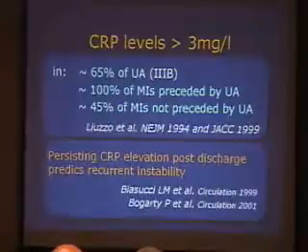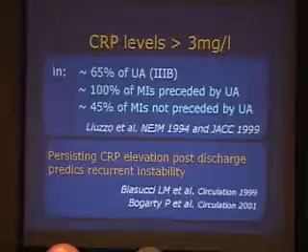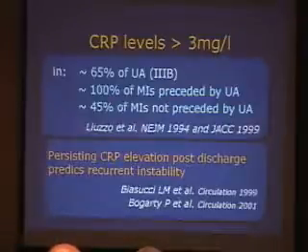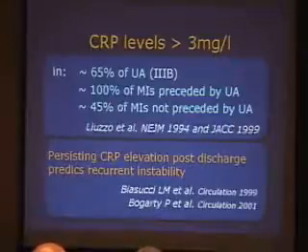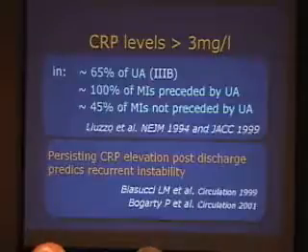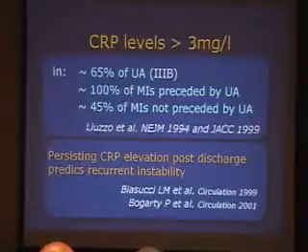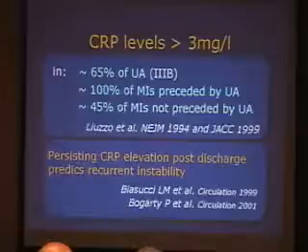Here, persisting CRP elevation post-discharge predicts recurrent instability. This is the paper we published with Luigi Biasucci in Circulation 99. And this is a similar paper in a follow-up study by Peter Bogaty in Canada, published in Circulation in 2001. So these patients that tend to have recurrent events tend to have elevated inflammatory markers, CRP or interleukin-6.